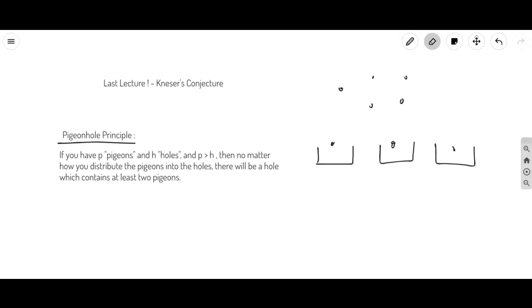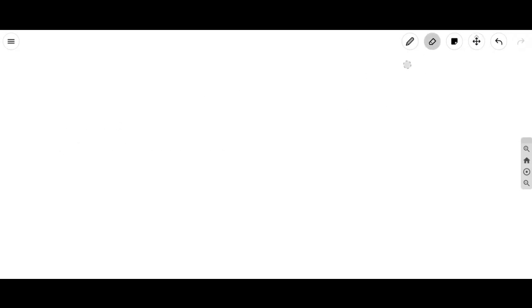I imagine maybe you have seen some very elegant proofs all over mathematics which reduce the problem in a very clever way involving pigeons and holes. I'm going to show you how you can think of Kneser's conjecture as an analog of some sort of pigeonhole principle. So here's how the conjecture goes. It's going to feel very similar to this.